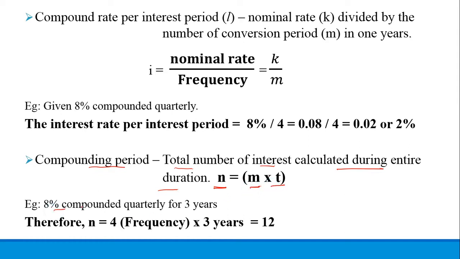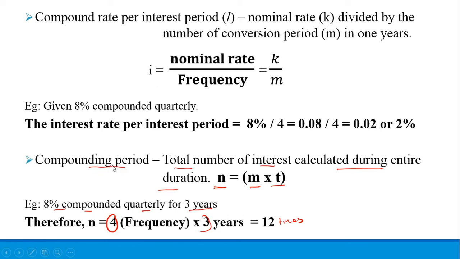Let's say 8% compounded quarterly for 3 years. How many times will you pay the interest, or get the interest? You know that you get about 4 times for 1 year. So if it is 3 years, 4 multiplied by 3, you will get 12 times. The number of times is 12 times for 3 years, because 1 year is 4 times. If there are 3 years, there will be 12 times. That is a compounding period.